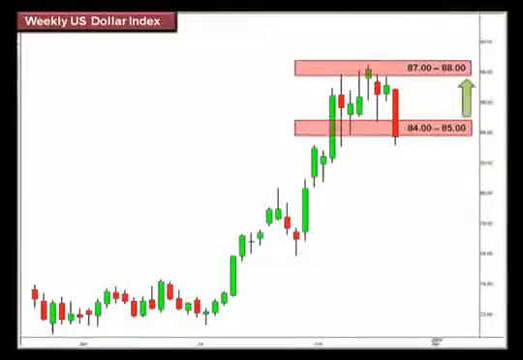Of course, if the dollar consolidates and finds support here, that 87 to 88 focal zone still remains an important resistance level to any continued move to the upside.